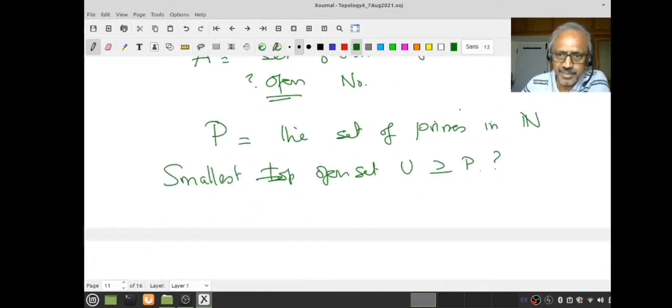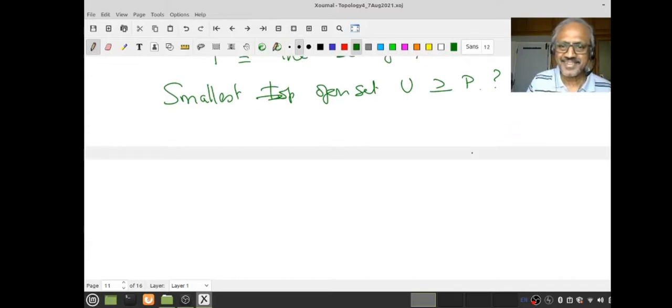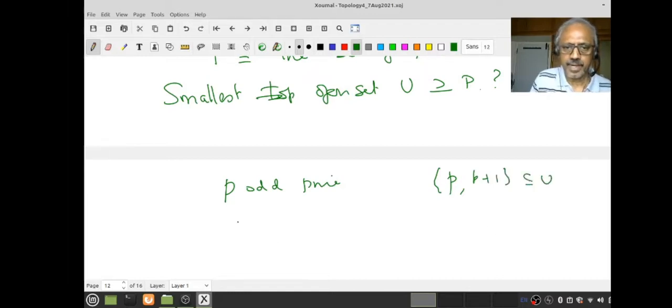Do you understand? So that clearly showed, if I want an open set U which contains P, then what should I worry about? This is how you learn to solve problems. I have to worry about the prime being odd or even. Therefore, if P is an odd prime, then P and P plus 1 must be contained in U, right? And if P is an even prime, there is only one even prime. What is that? That is P equal to 2. Therefore 1 and 2 should be in U.